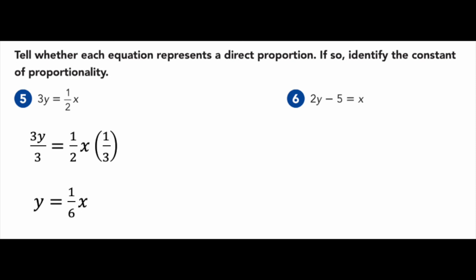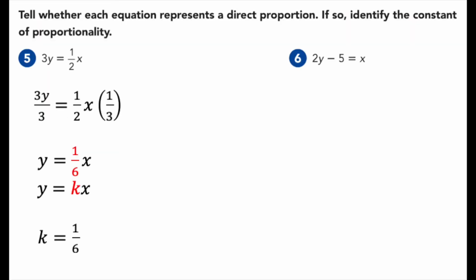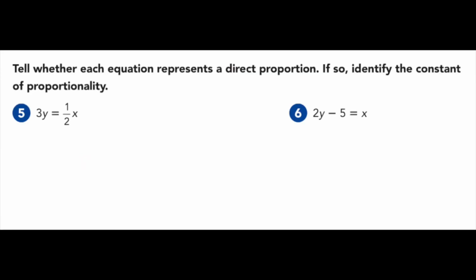We should notice that this follows the format of y equals kx. When we isolate y, the right side should just be a constant times x. If it is not in the format of y equals kx, then the problem does not show a direct proportion. In this case, it does follow the format of y equals kx, and in our constant spot is 1/6. Therefore, our constant is 1/6, and the equation 3y equals 1/2 times x is a direct proportion. You can again pause the video and try to solve number 6 on your own.